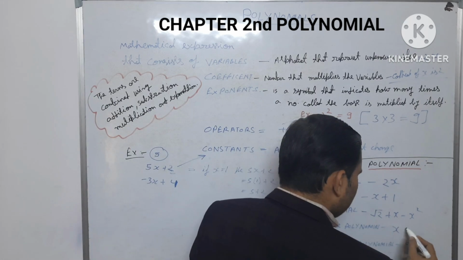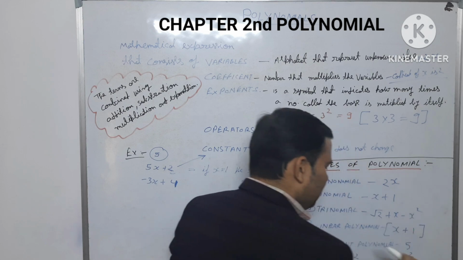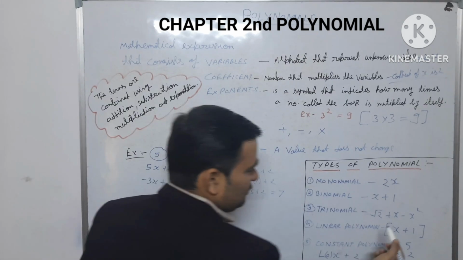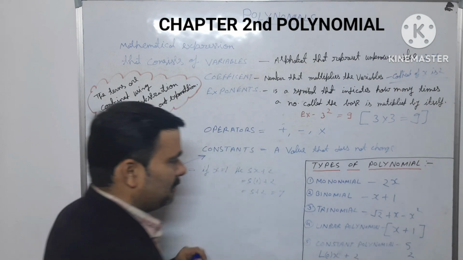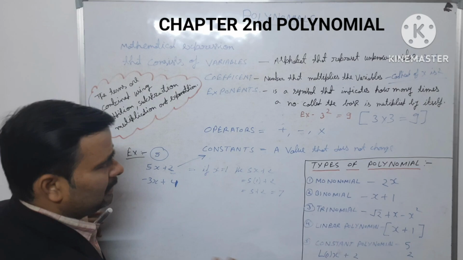Suppose we have a term like that. In that term, the degree of the polynomial is 1. That's why this is a linear polynomial. Let's move further and we will clear up what a linear polynomial is and the others.